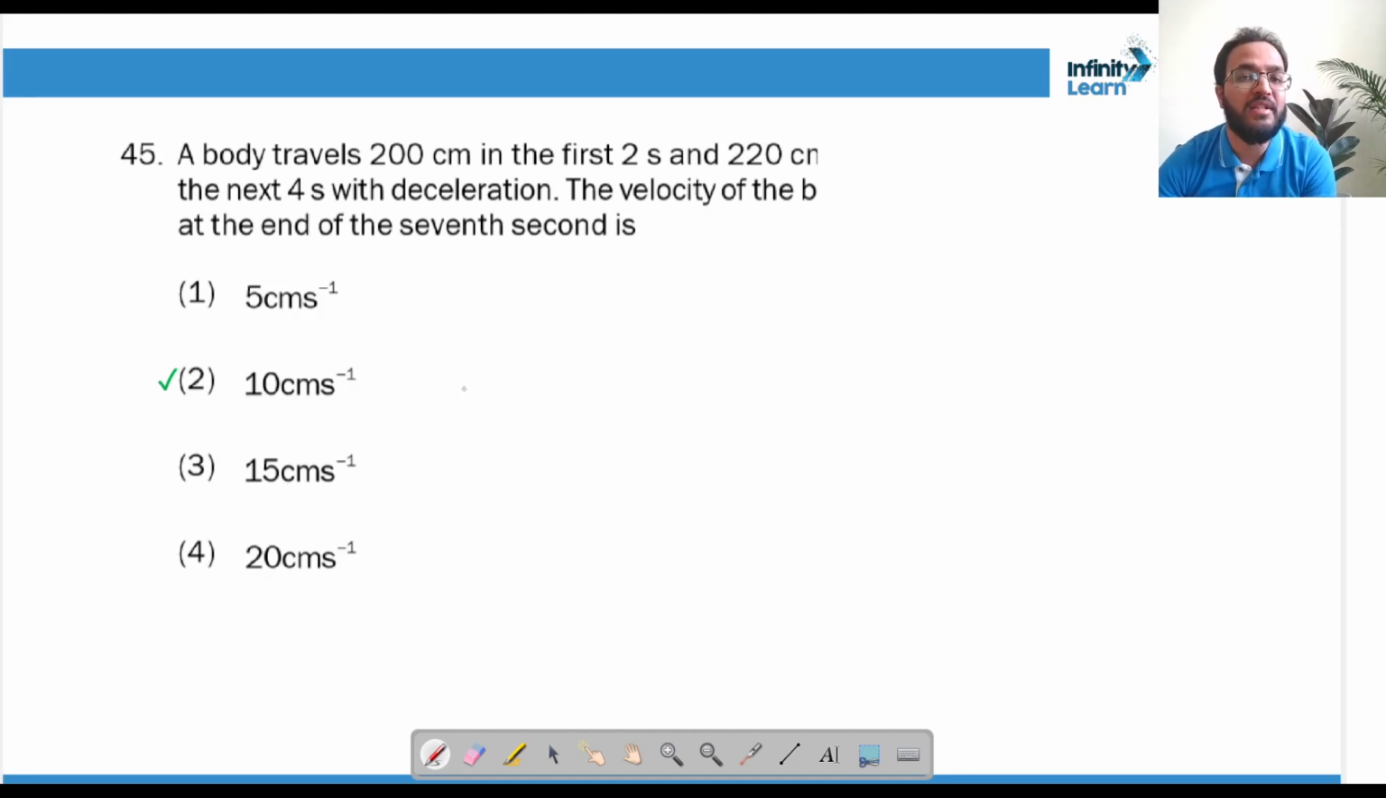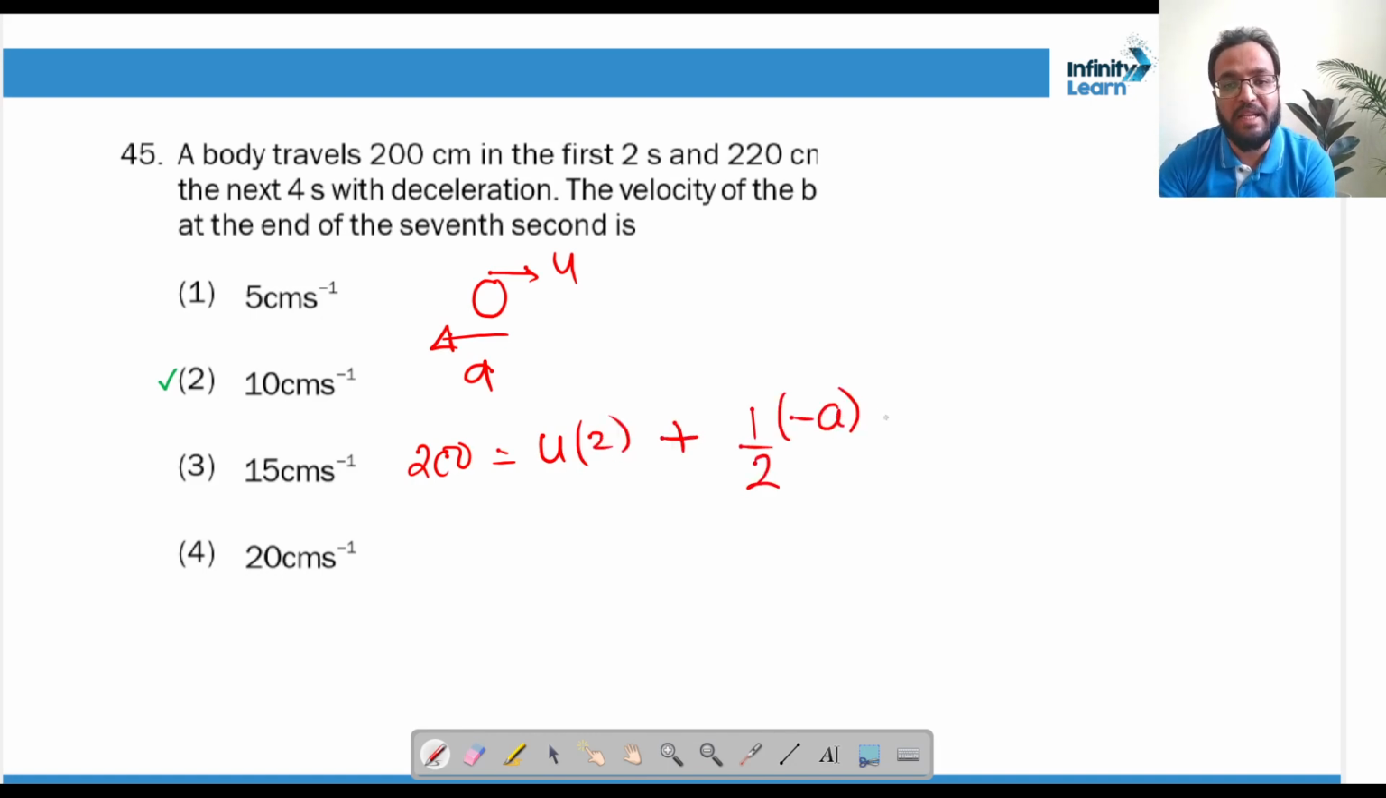A body travels 200 cm in the first 2 seconds. Okay. We don't know the initial velocity u, and we don't know what is the retardation a. Okay. So we will say 200 centimeter is equals to u into t plus half into a into t square. Then if we consider 2 seconds and next 4 seconds, so overall 6 seconds time, 200 plus 220, how much it has traveled? 420. So it travels 420 in the overall 6 seconds.